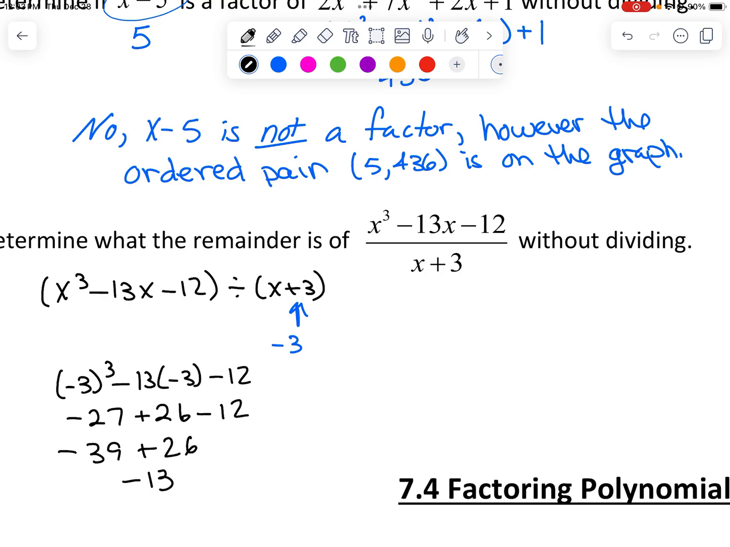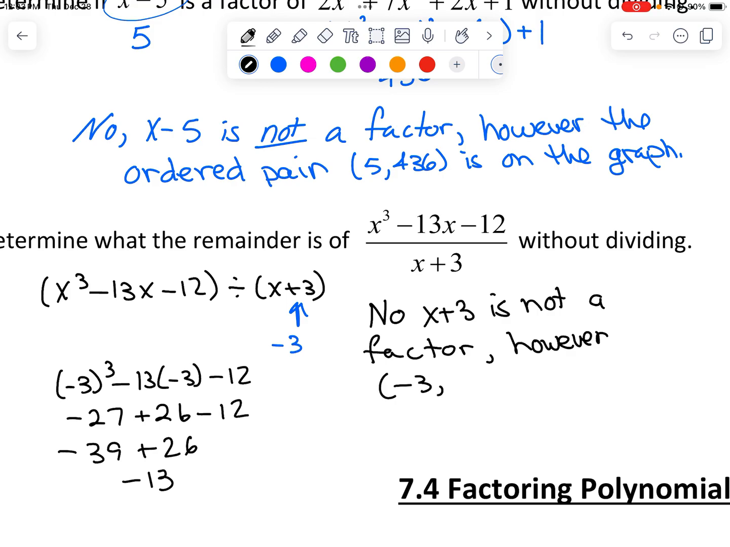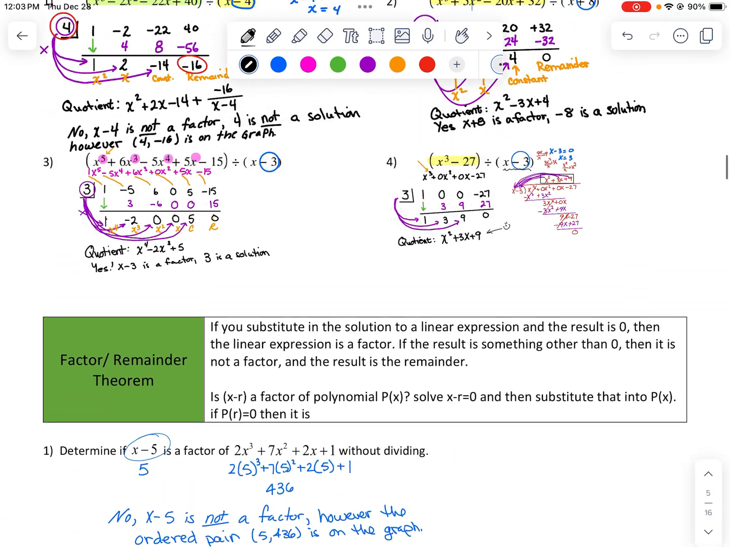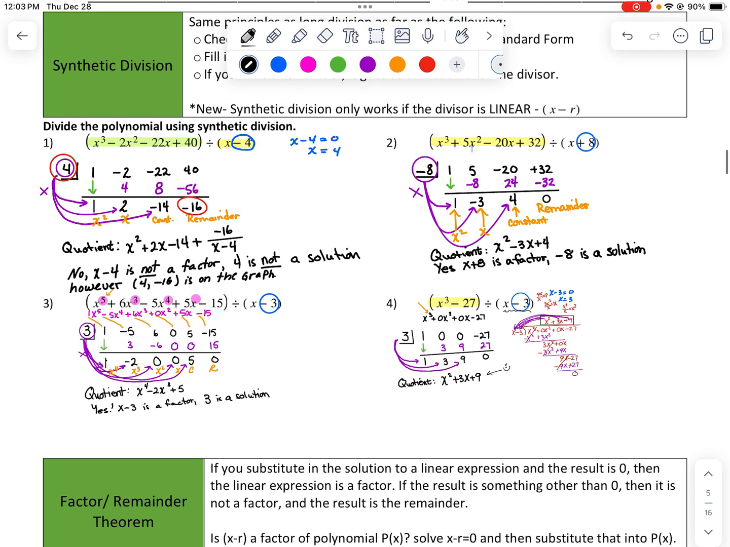So the answer is no, x plus 3 is not a factor. However, negative 3, negative 13 is on the graph. And I don't like the fact that we never got one that was a yes, so let's come up here to one that is a yes.